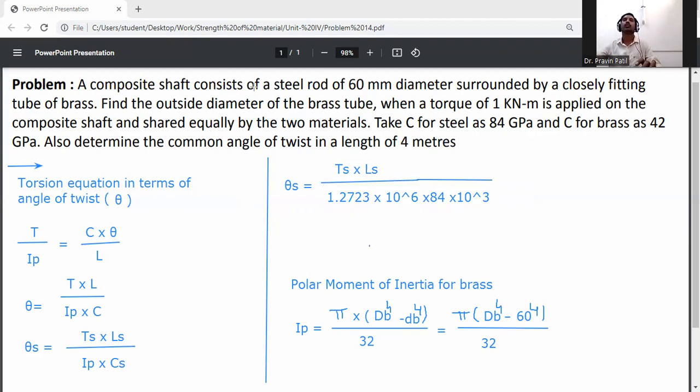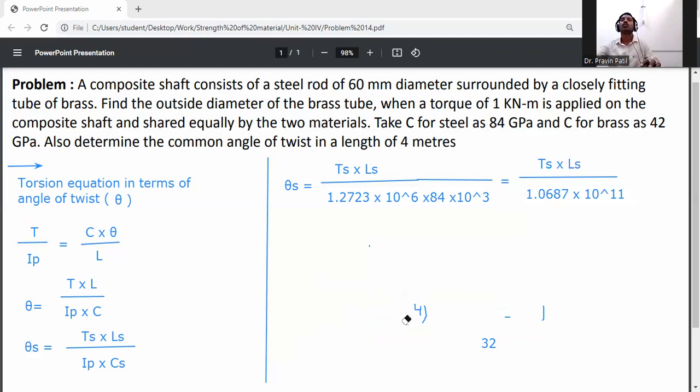So theta S is equal to, write down the final equation, TS into LS divided by 1.2723 into 10 raised to the power 6 into 84 into 10 raised to the power 3. So it will be 1.0687 into 10 raised to the power 11. So this is the theta S equation.